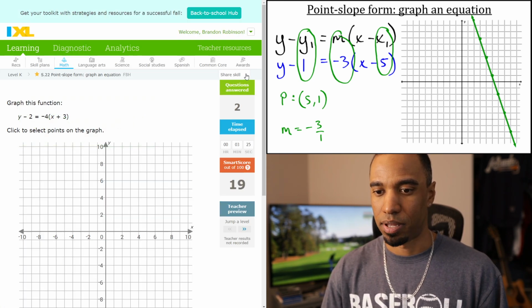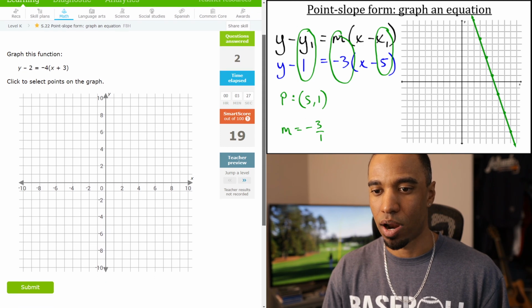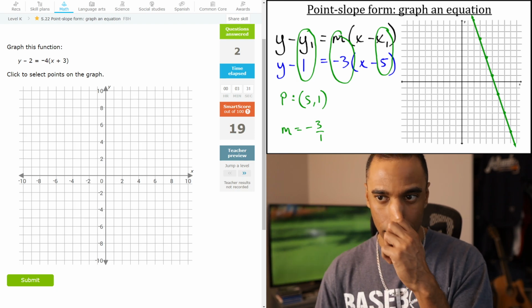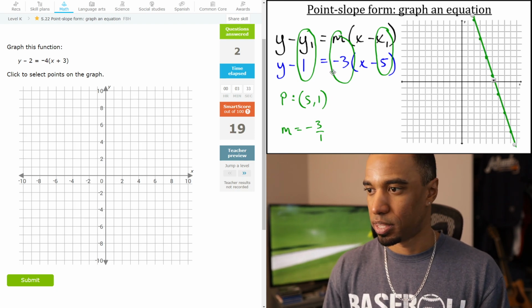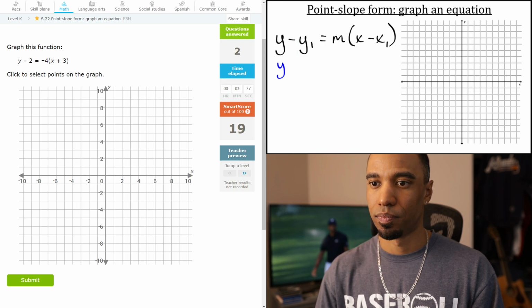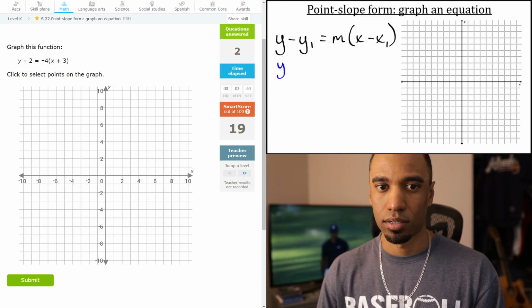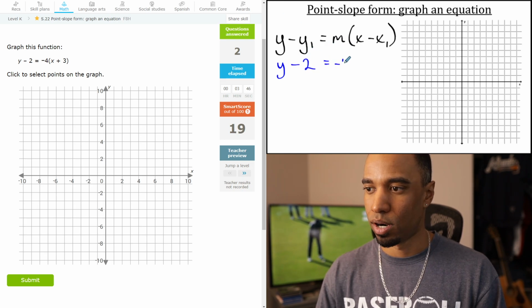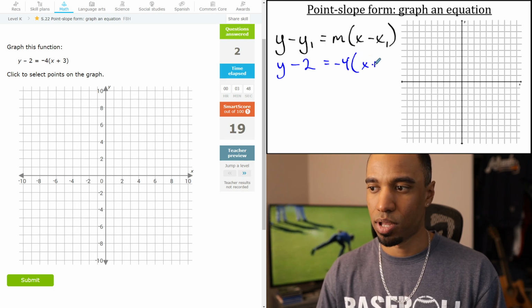I'll show you just different bits. Okay, here's a different kind of problem, only because of the x plus 3, even though everything else is kind of the same. So now that we have an x plus 3, let me just click the undo button a bunch of times till I go back to where I was. There we go. This is y minus 2 equals negative 4 times x plus 3.